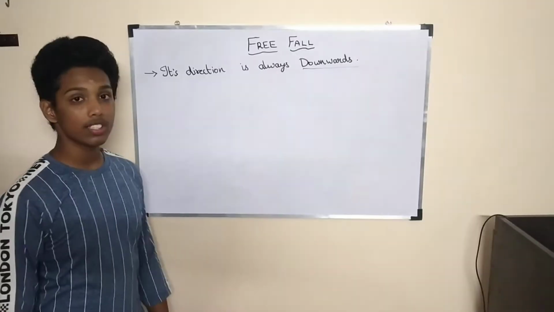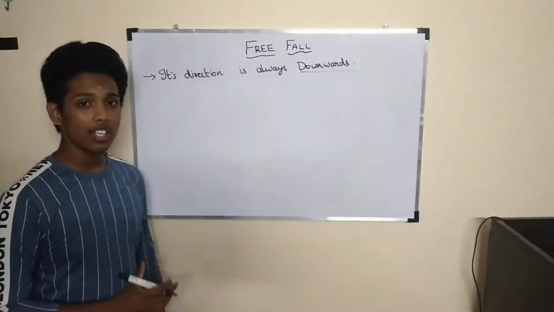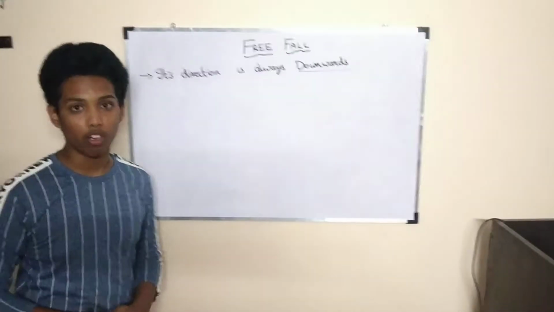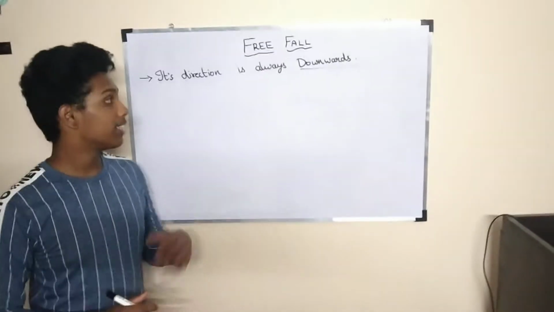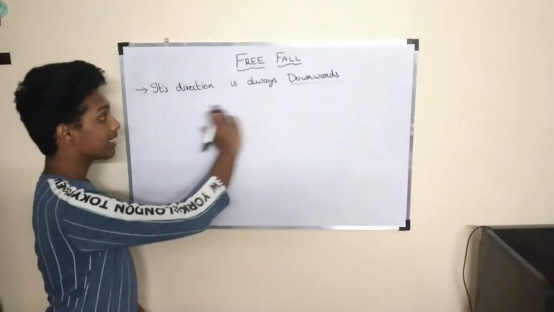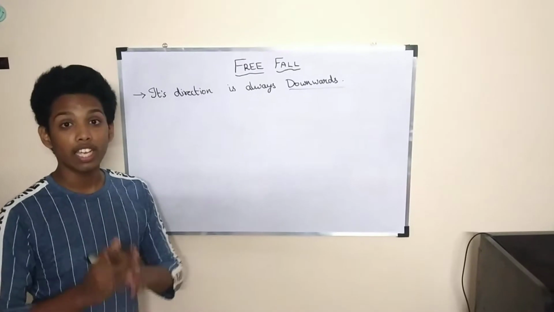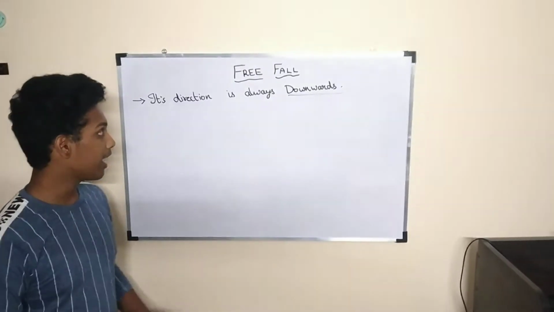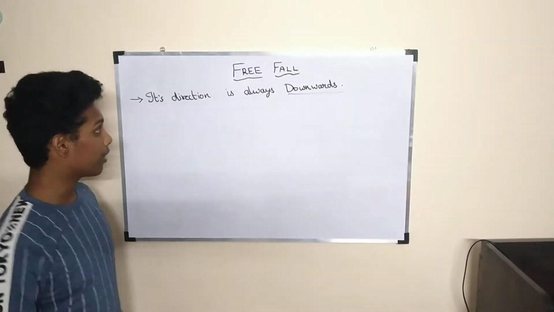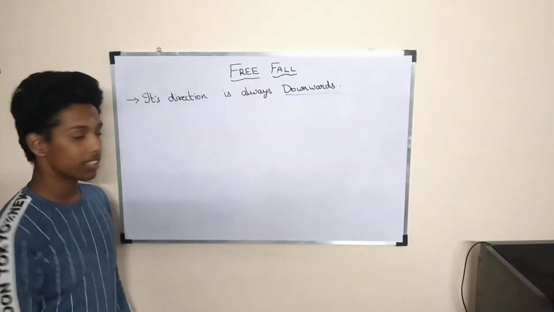Today we will discuss free fall. So what exactly is free fall? An object moving in such a way that its acceleration, as well as its direction, is downwards, and the acceleration is only the acceleration due to gravity, right? So its acceleration is only due to gravity and its direction is always downwards.